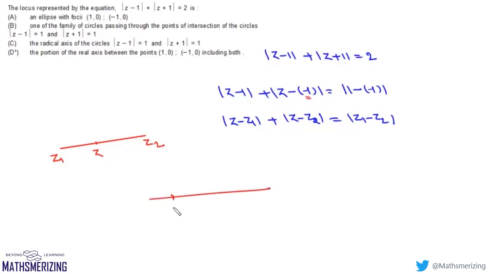So this locus, it will represent all the points between minus 1 and 1, including both, and that's your option D. Now this sixth locus is in terms of conic sections.